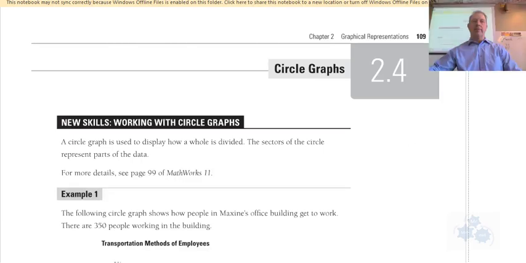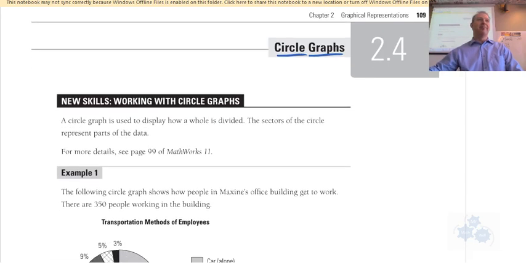This is 2.4, and the title is Circle Graphs, although I was informed that they are actually called pie charts. Pie charts. Correct? Okay, so I have to say it like that too. Pie charts. That makes it better. Makes it more fun, right? Yes. No, there's a head shake over there, and there's a definite yes over there. Okay, new skills.